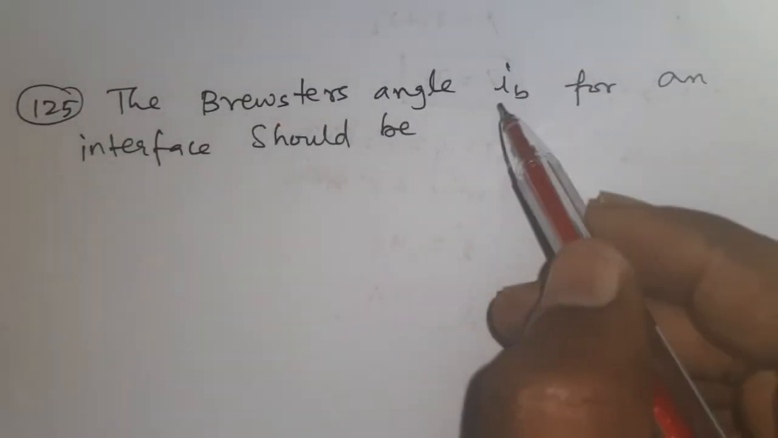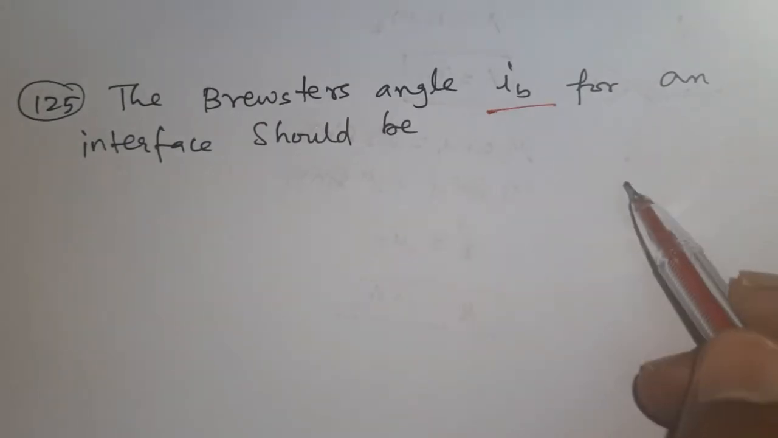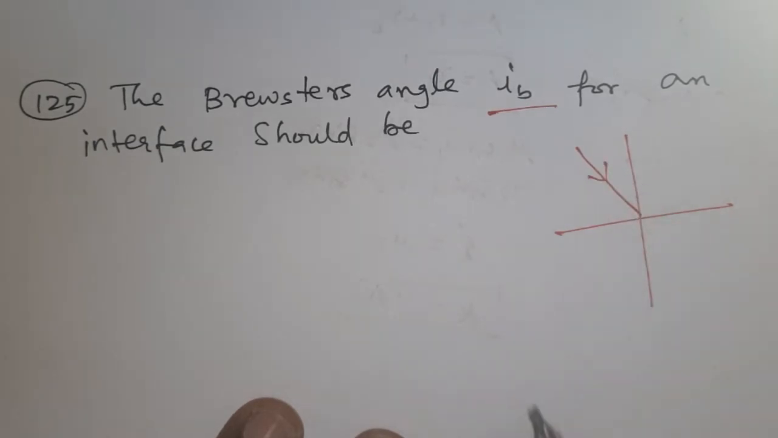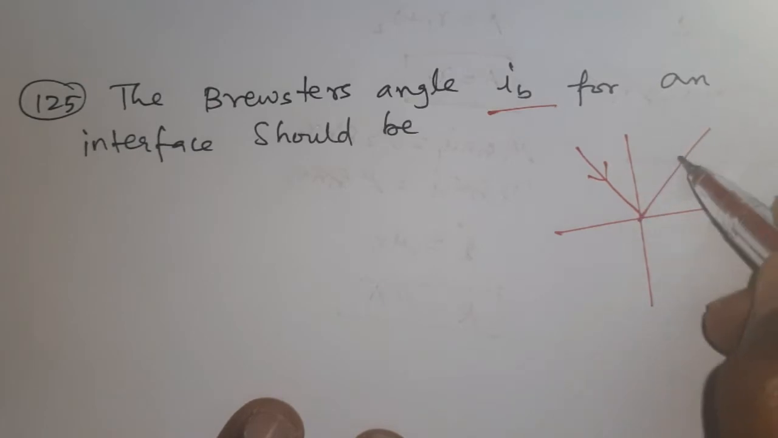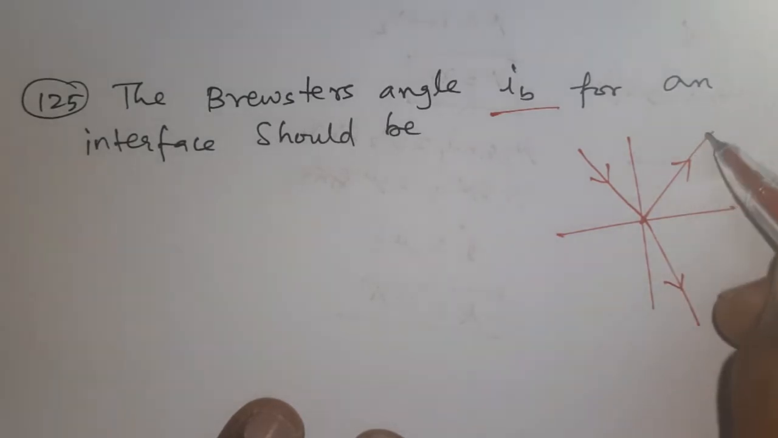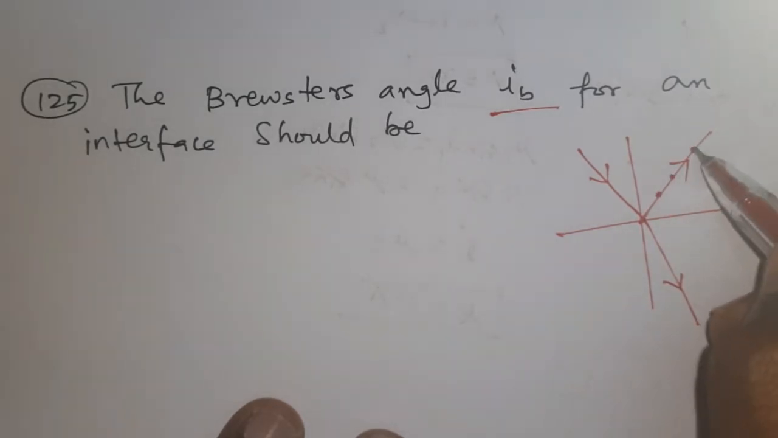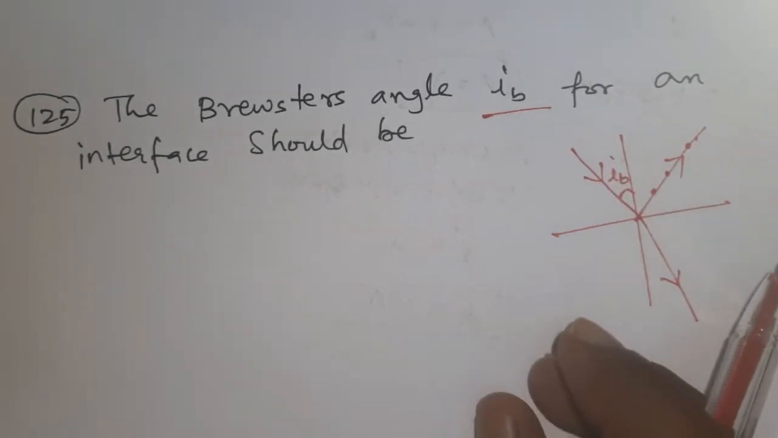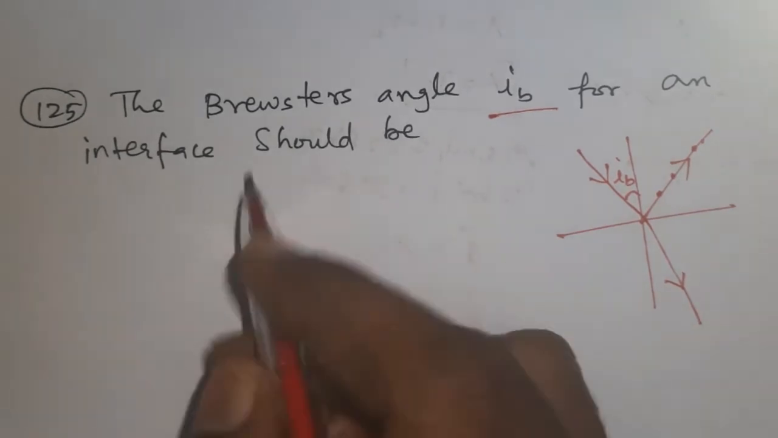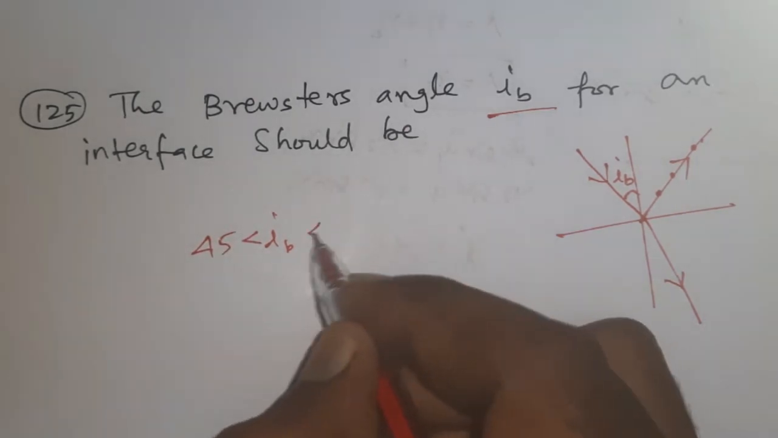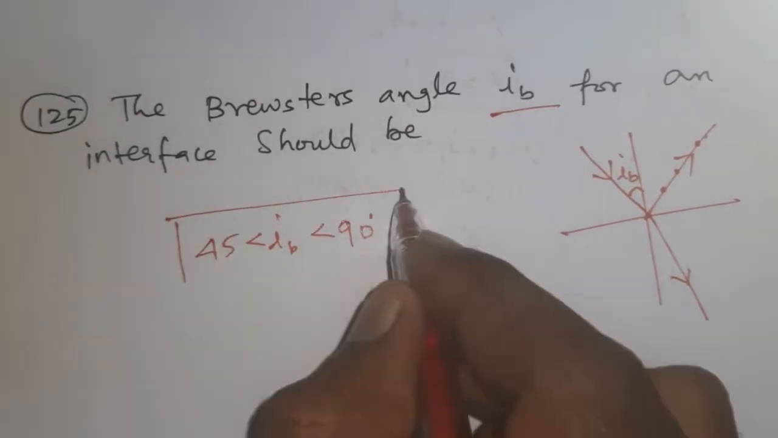125, the Brewster's angle IB for interface should be. So Brewster angle is nothing but a certain angle at which the incident ray is incident on the refractive medium. One part of the incident ray is reflected, the rest of the part is refracted. So that reflected ray is totally polarized. That angle of incidence is called polarizing angle or Brewster angle. So Brewster angle IB should be greater than 45 and less than 90 degrees. This is a direct question. This is the answer.